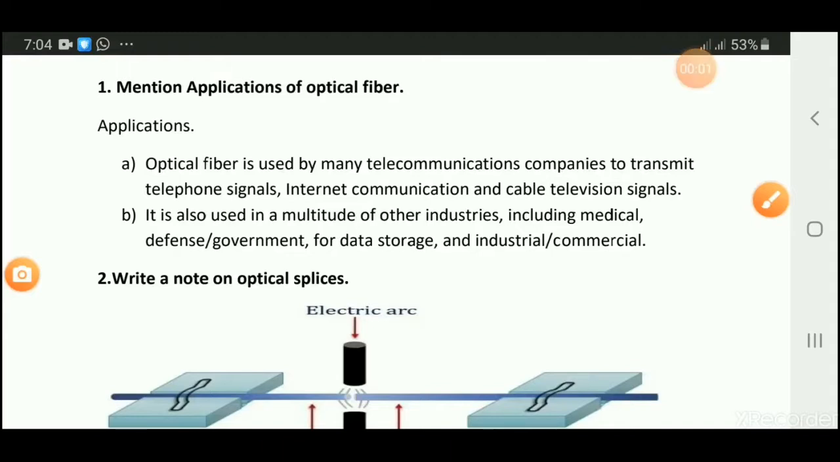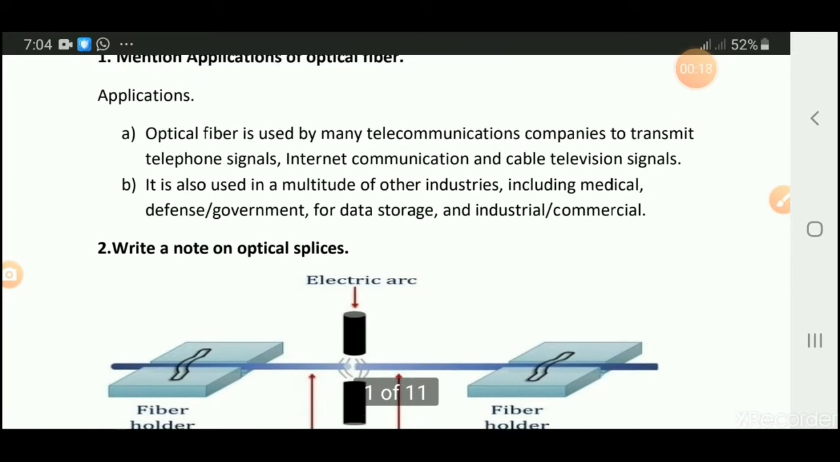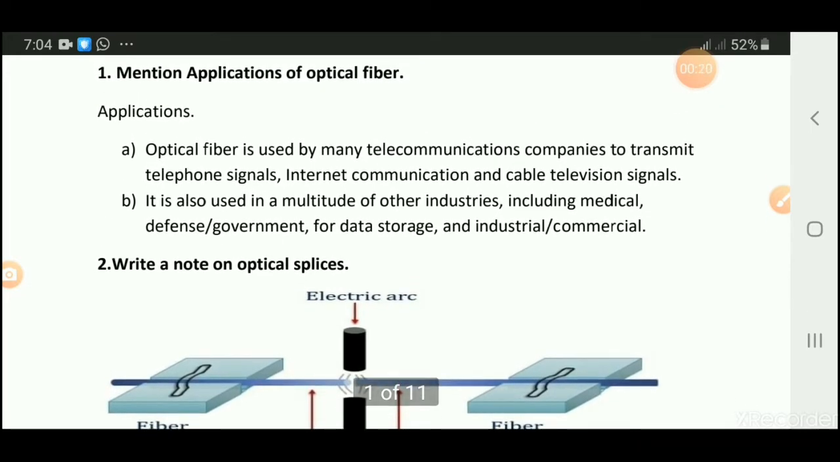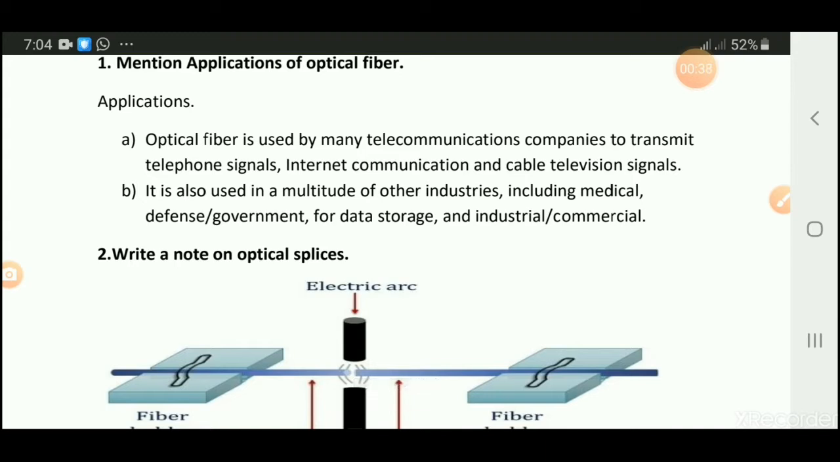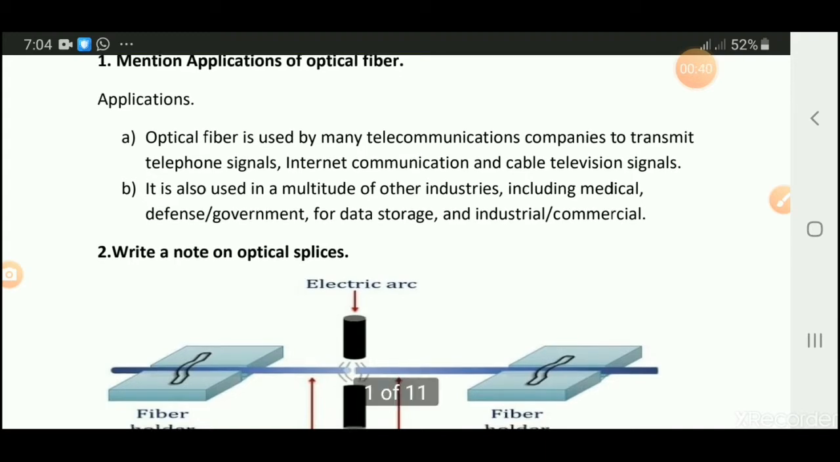To discuss regarding digital communication subject question paper solved problems, that is question answers, important question answers. First question: mention applications of optical fiber. Applications: optical fiber is used in many telecommunications companies to transmit telephone signals, internet communication, and cable television signals. It is also used in a multitude of other industries including medical, defense, government or data storage and industrial commercial.